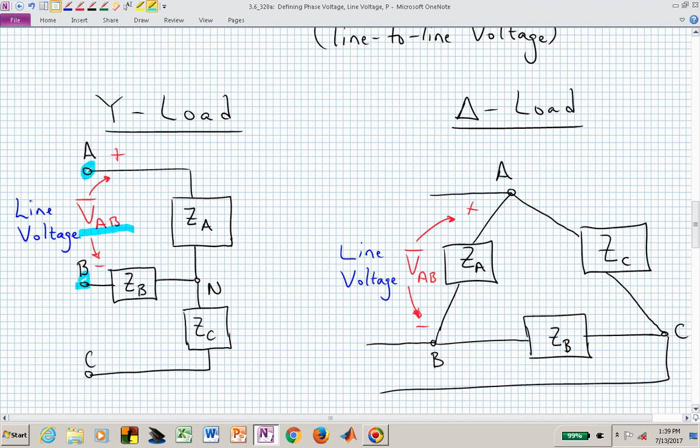The line voltage in a delta-connected load is from the A terminal to the B terminal. It too is V sub AB. Its magnitude will depend on what's going on in the circuit, but the definition of the line voltage doesn't depend on how the load, or the source for that matter, is interconnected. It's always between transmission line to transmission line.